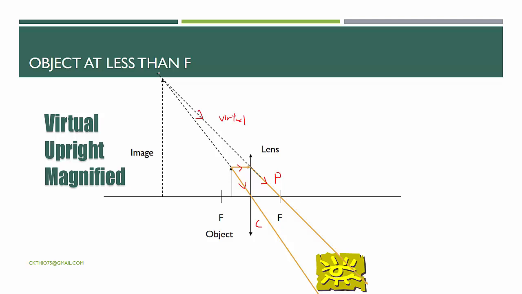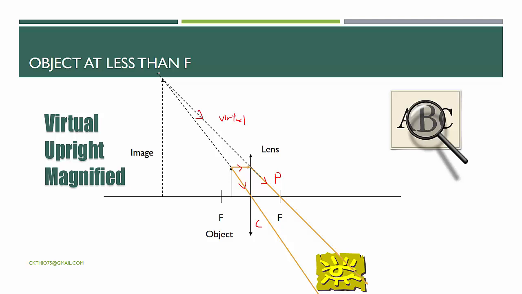So what is the application of this? You find that it is a magnifying glass. So originally the B is not as big, but under the magnifying glass it will appear to be much bigger, but it is a virtual and upright image.